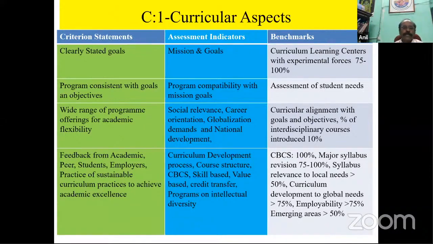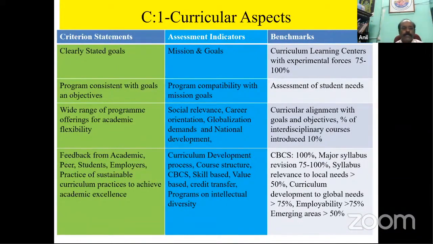And a wide range of program offerings for academic flexibility. Even the new education policy is suggesting that there must be academic flexibility and also enrichment of the programs. It must be socially relevant, career oriented, globalized, and it should cater to the needs of global demands, and ultimately it should lead to national development. So you have to design your curriculum in such a way that it contributes to developing a nation. And the benchmark is curricular elements with goals and objectives, that is, the percentage of interdisciplinary courses must be more than 10%. We have to introduce interdisciplinary courses.